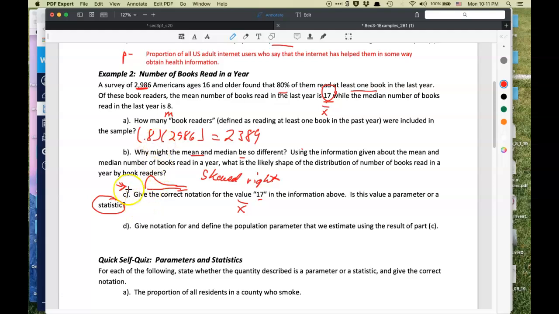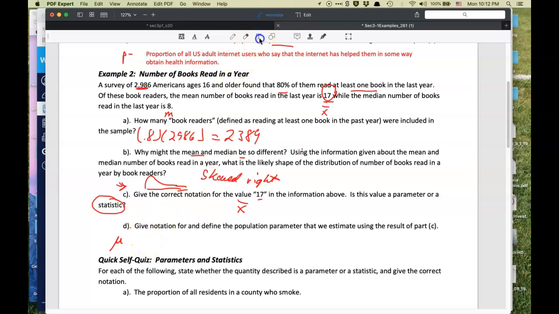So make sure that you try it on your own, and you should be able to access those and do that on your own. But let's see, give notation for and define the population parameter we estimate. So the notation is mu. It's a mean. But mean of what?